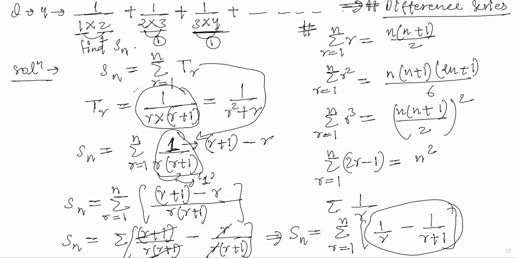Wait, sorry, but can you just say how did you get this 1 by r into r plus 1? In the first step, you separated it, right? Yes. First I have just written this difference. Where did it come from? It was the difference between these two terms. So I have written this one as the difference of these two terms, r plus 1 minus r. Right? In the second step, now I have distributed this denominator over r plus 1 and r. So what did it become? R plus 1 divided by r into r plus 1 minus r by r into r plus 1.